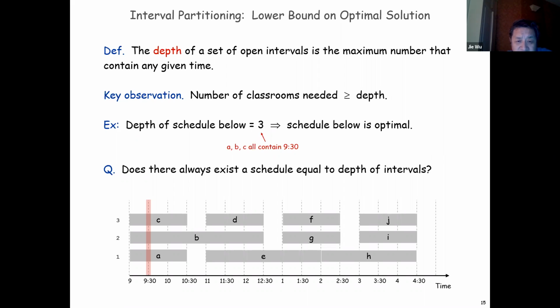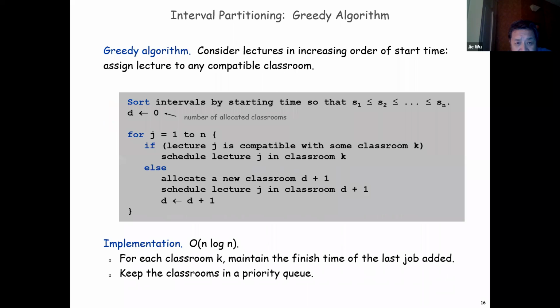So the algorithm turned out to be quite simple also. What you try to do is look at the earliest starting time. You schedule one by one, based on the starting time. Whenever the time comes when a job has to start, you see if there is any classroom available, or workers available. If available, you just schedule it.